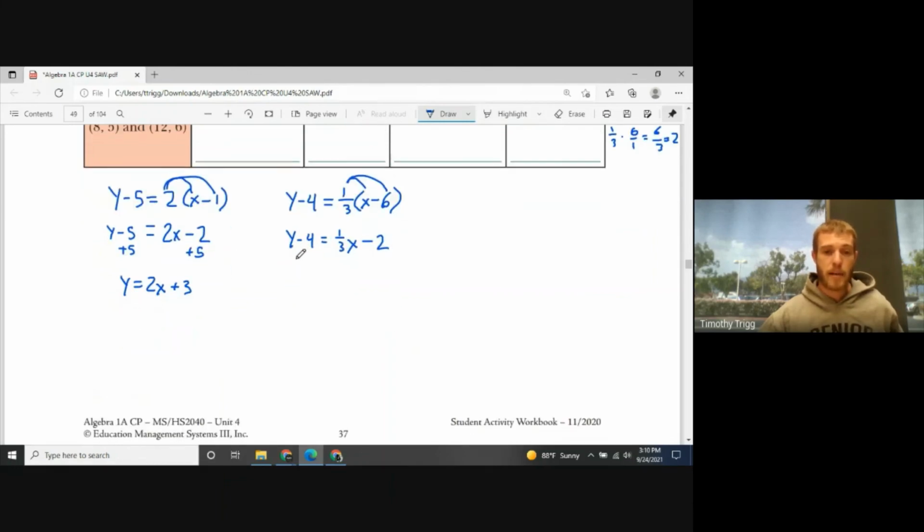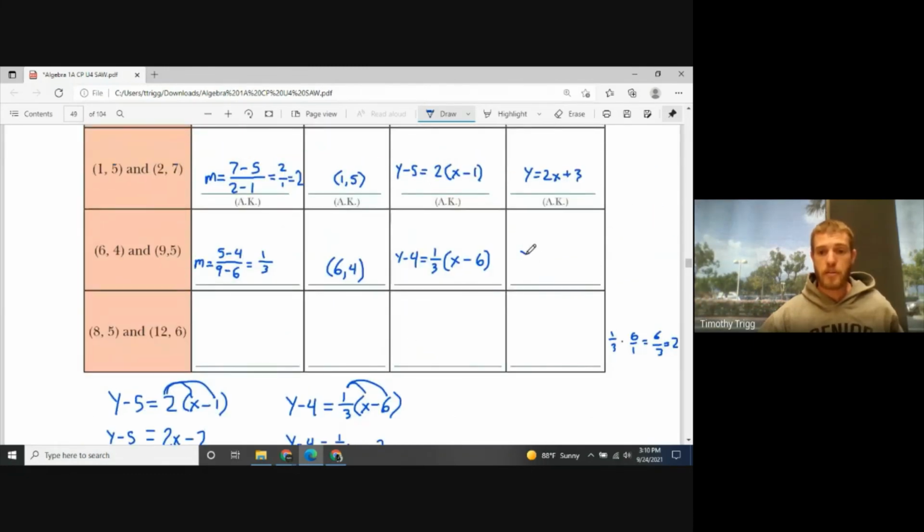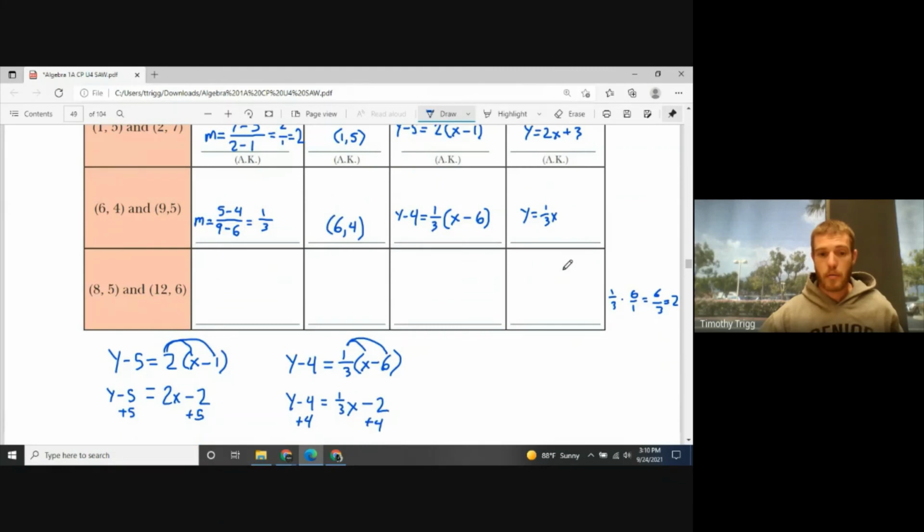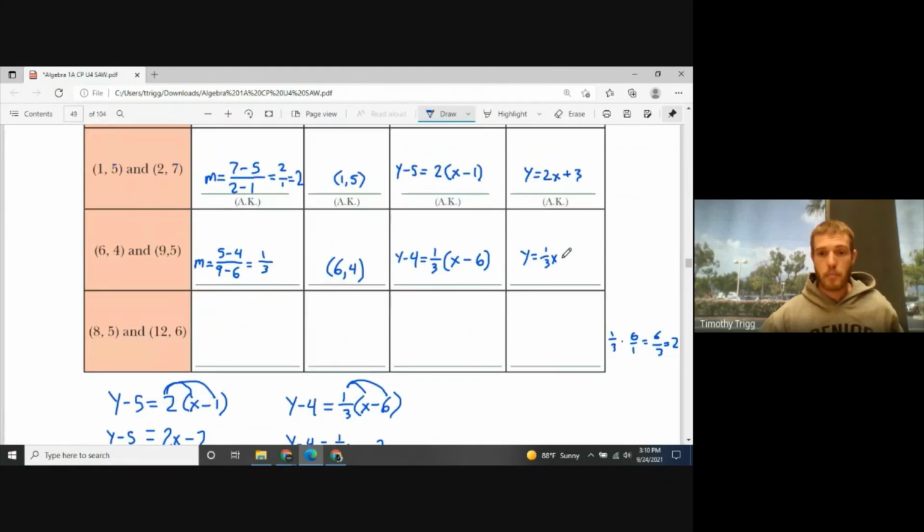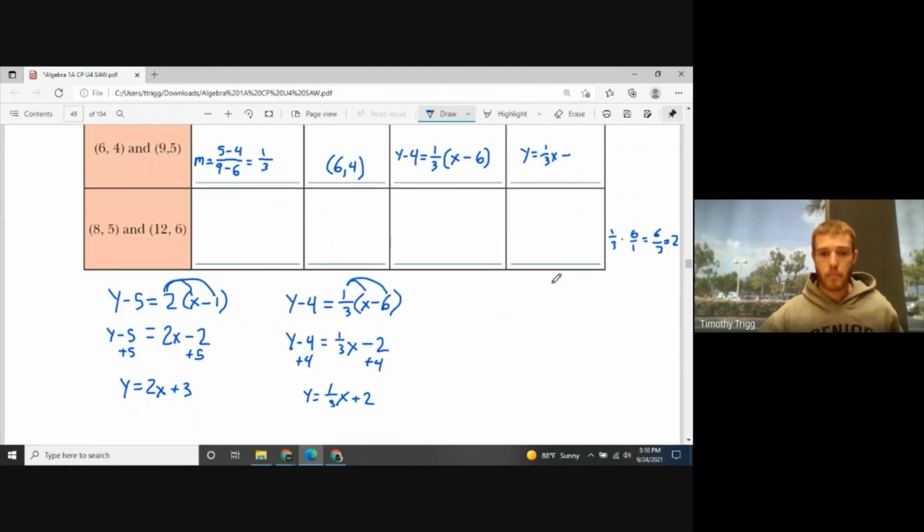Then to get y by itself, we're going to add 4 to both sides of the equation. So that'll be y equals 1/3 x, -2 plus 4 is +2. Now we're in slope intercept form. Y equals 1/3 x plus 2.